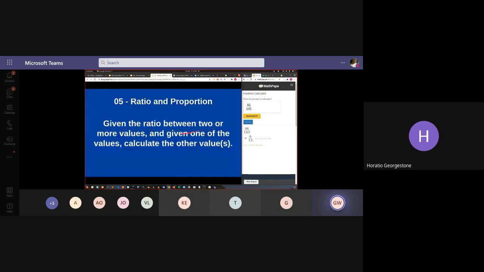Given the ratio between two or more values and given one of the values, calculate the other values. So the ratio of apples to satsumas to pears in a fruit bowl is 3 to 5 to 2. If there are 15 satsumas, how many pears are there? So let's just start by writing down using letters the ratio that we're looking at. So apples to satsumas to pears. My recommendation is that that would always be your starting point.